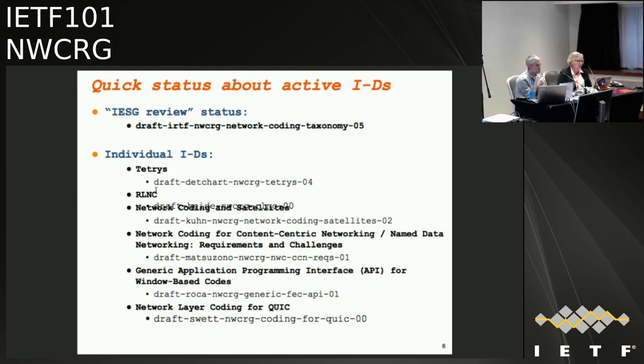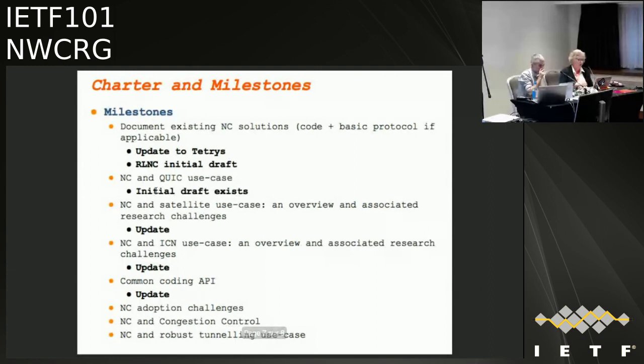Something that we haven't really talked about much is the network coding adoption challenges, for which we don't have a draft yet. Network coding and congestion control, well, we're going to have a presentation today. There was not a real document submitted. And this idea of network coding and robust tunneling, I think this is probably going to be changed to network coding and QUIC, because this is what I think the original idea of the robust tunneling was.